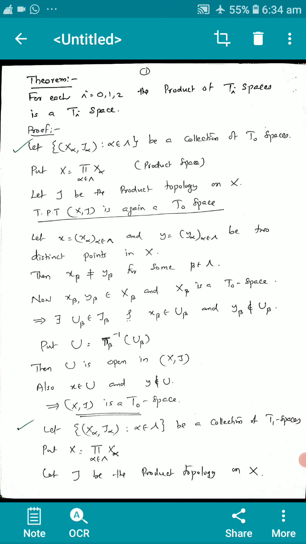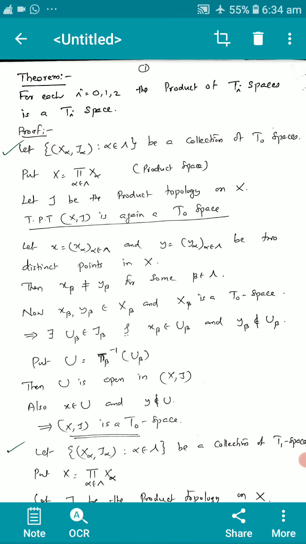In a similar way, you can prove the product of T1 spaces is again a T1 space, and the product of T2 spaces is again a T2 space. That's the first theorem. We can prove it here. Theorem: for each i equals 0, 1, 2, the product of Ti spaces is a Ti space.